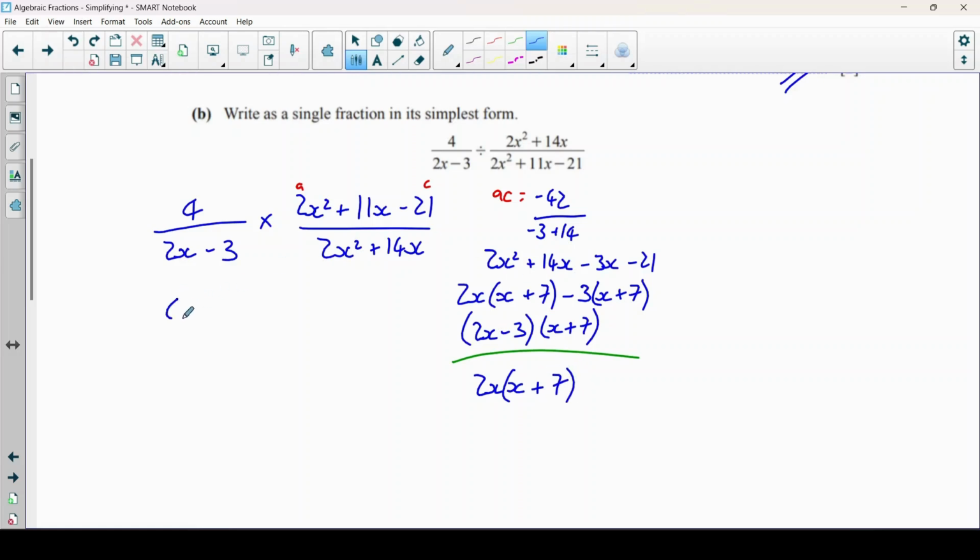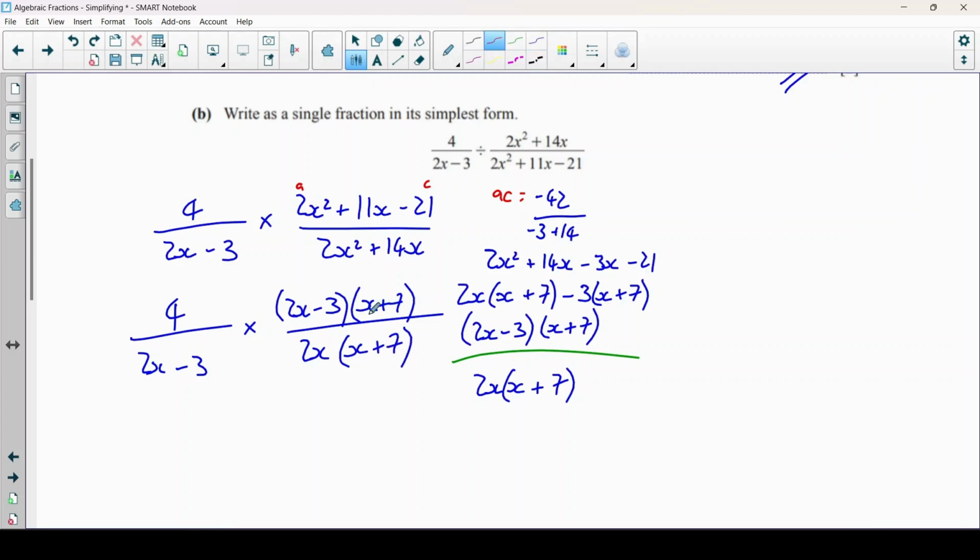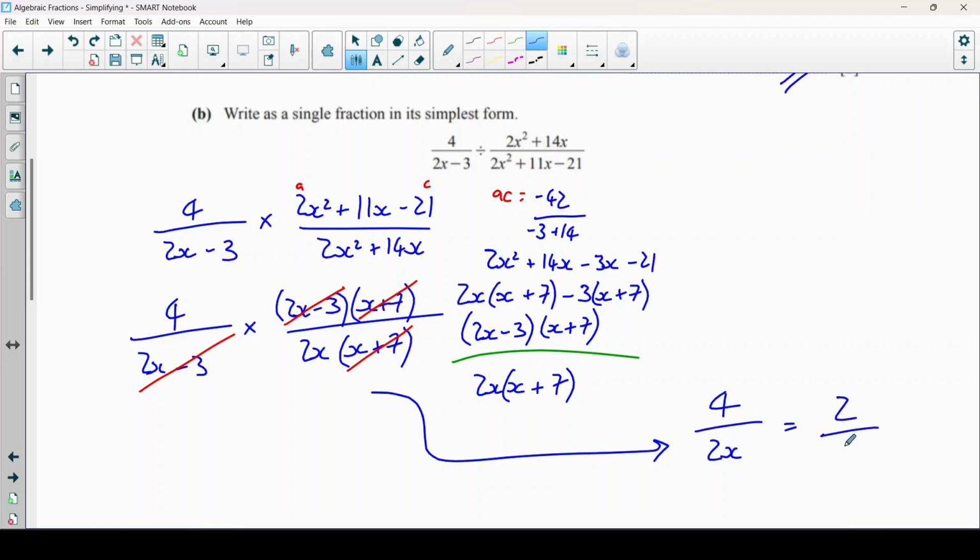Okay, so now I'm going to write that back into the multiplication over here. So we've got 2x minus 3, x plus 7, and 2x brackets x plus 7. Already you can see that we can divide by x plus 7 on top and bottom. Also we can divide by that 2x minus 3 there, which is on the top, and this one over here, which is on the bottom. So I'm left with 4 over 2x. Oh, and I can still just divide top and bottom by 2 and get 2 over x.